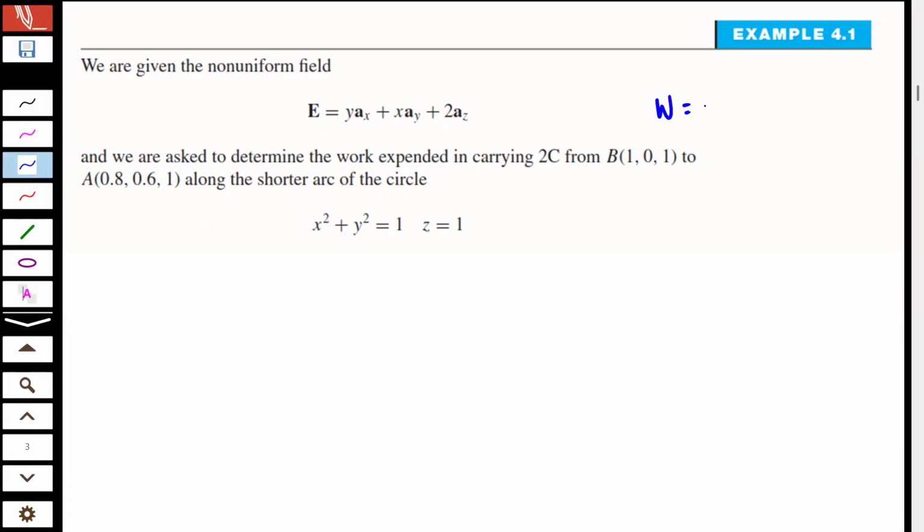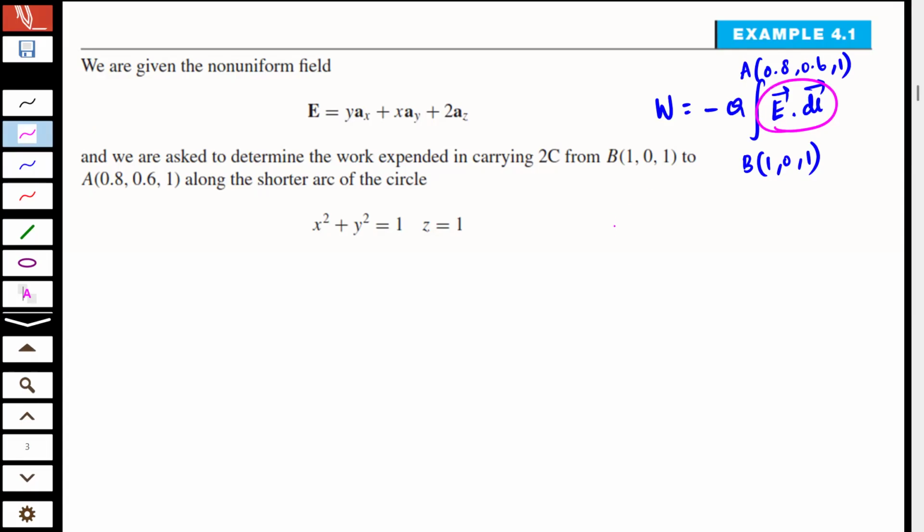The work done formula is minus q times the line integral of E vector dot dl vector. And here in this case, the initial position of the charge is B with the coordinates 1, 0, 1 and the final position A has the coordinates 0.8, 0.6 and 1. So let us first compute this E vector dot dl vector and do the integration to find the work done.